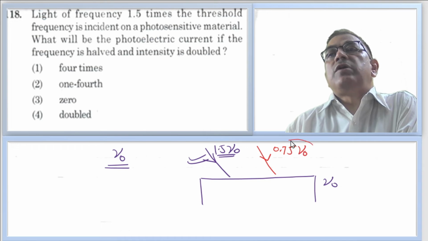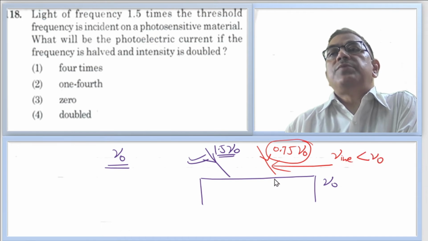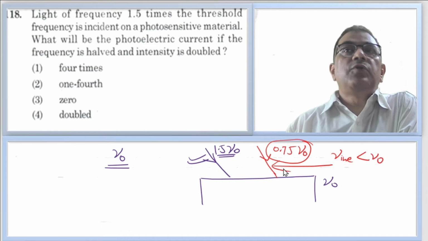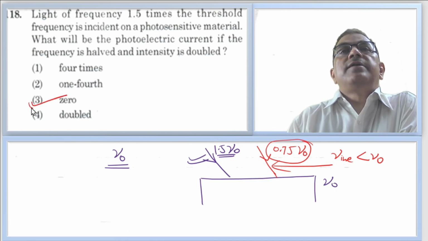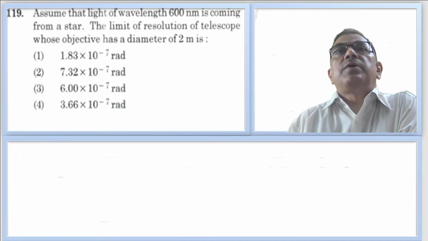0.75 times nu naught. So the incident frequency for this case is less than the threshold frequency, so the photoelectric effect will not take place. Photoelectric effect does not take place, so photoelectric current will be 0. Let's come to the next problem.